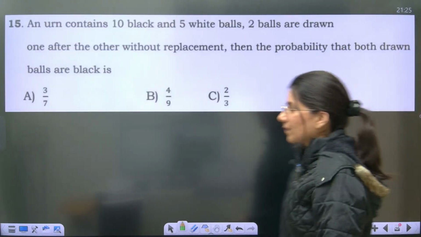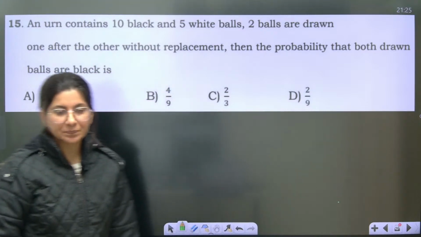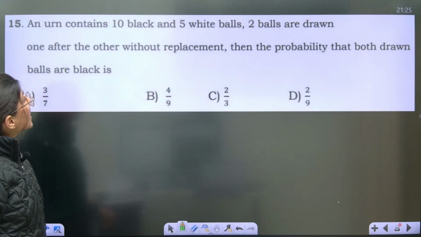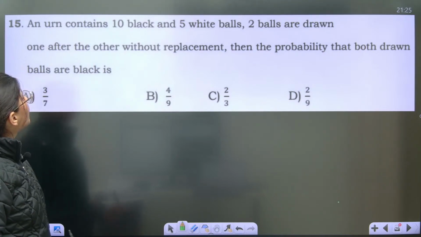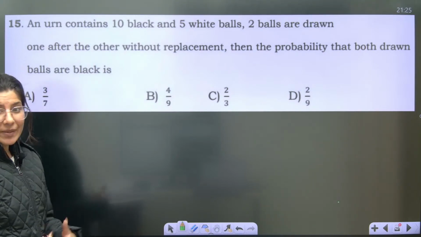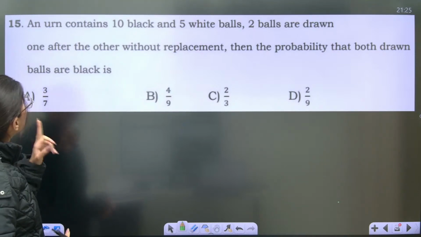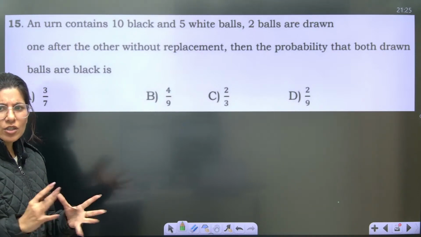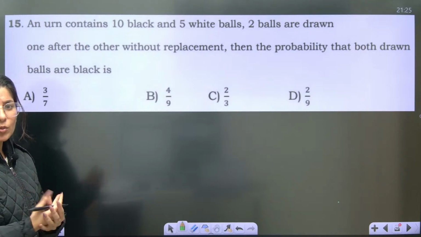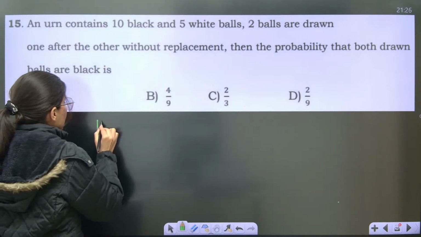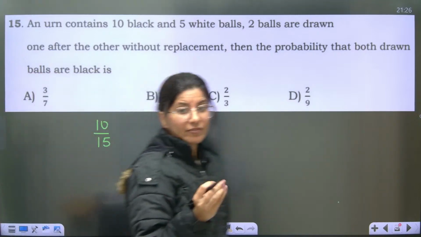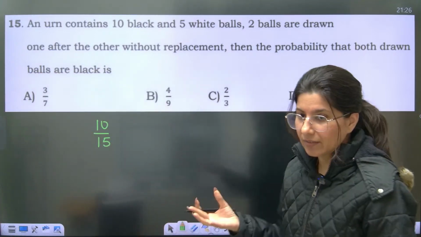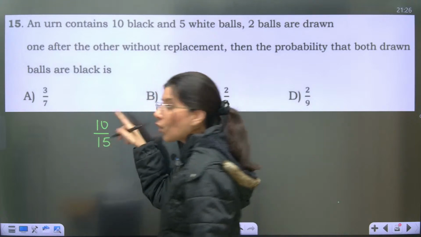Now this question. Okay. The urn contains 10 black and 5 white balls. 2 balls are drawn one after the other without replacement, and you want both balls to be black. So just tell me the probability of one ball to be a black ball. That is going to become 10 by 15, because total balls are 15 and the favorable balls are 10. Correct. Now this is ball number 1.